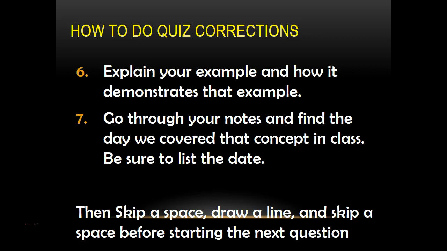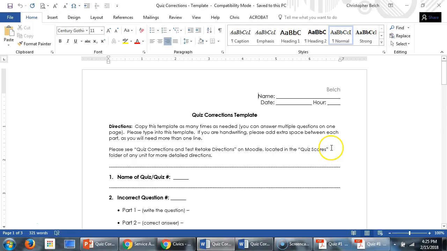So you're going to do that for one question, then you're going to skip a space, draw a line, skip another space, and then do the next question. And you're going to continue this for every single question that you got wrong.